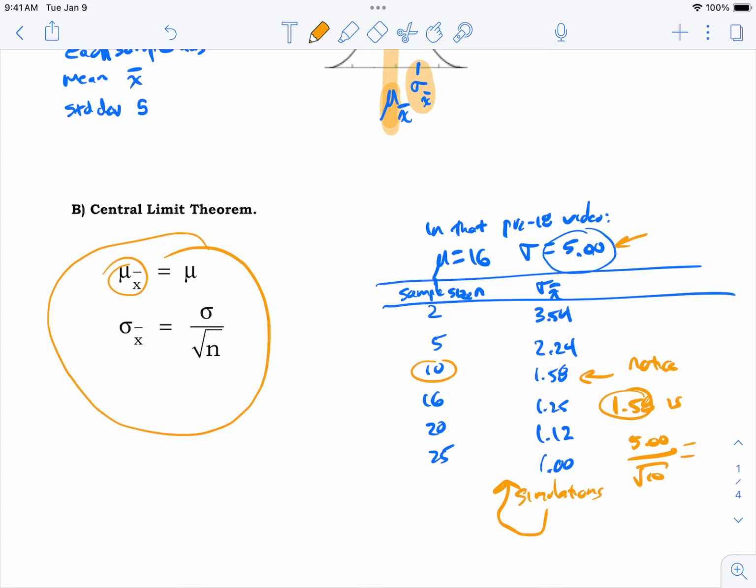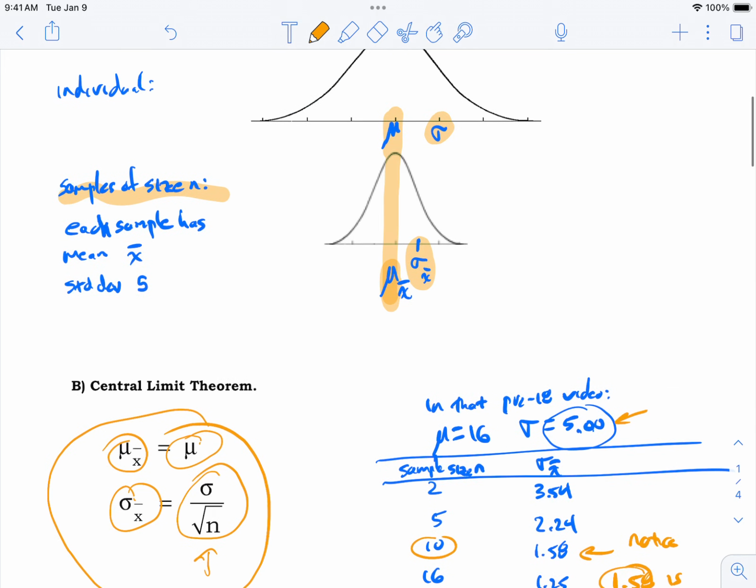So again, the main point of the central limit theorem, the means are going to be the same. All the sample means, if you plot the means of all the samples, the mean's going to come out the same as for the individuals, but the standard deviation of all your samples is going to be smaller, and it's going to be skinnier like this.